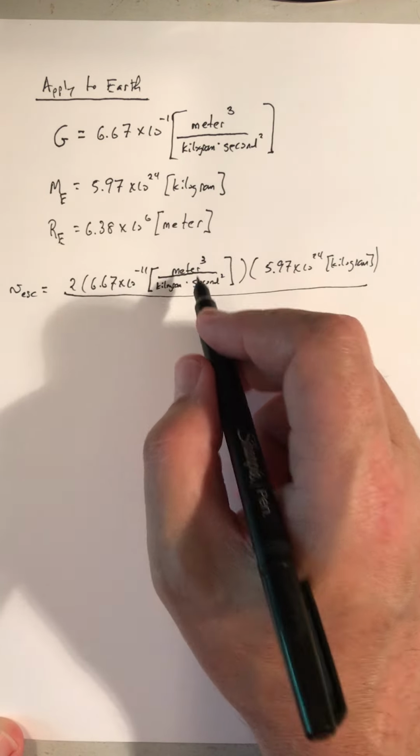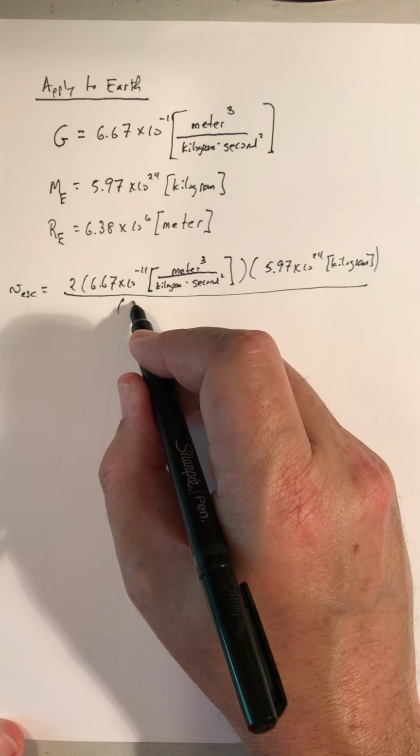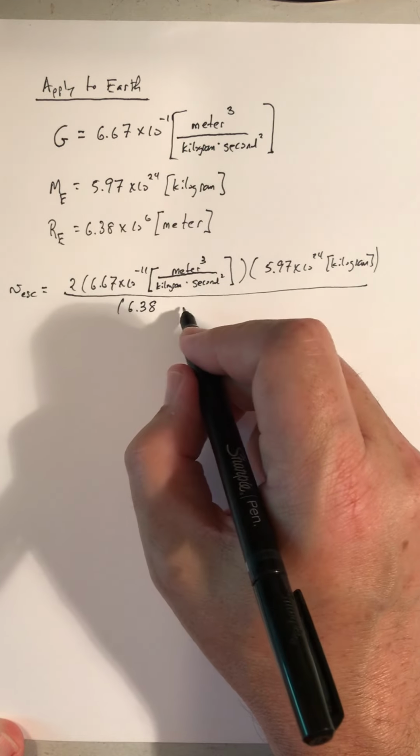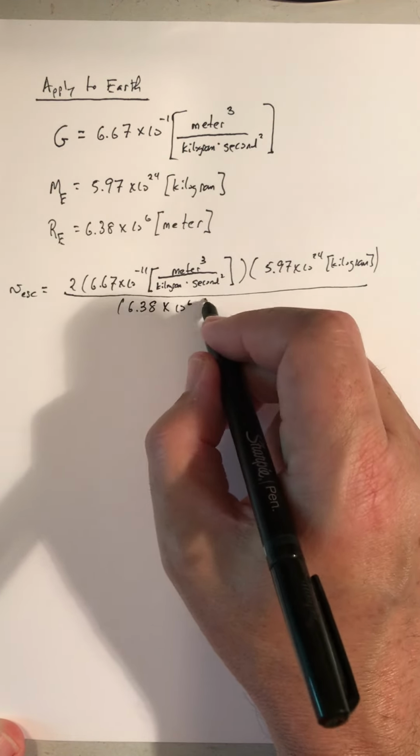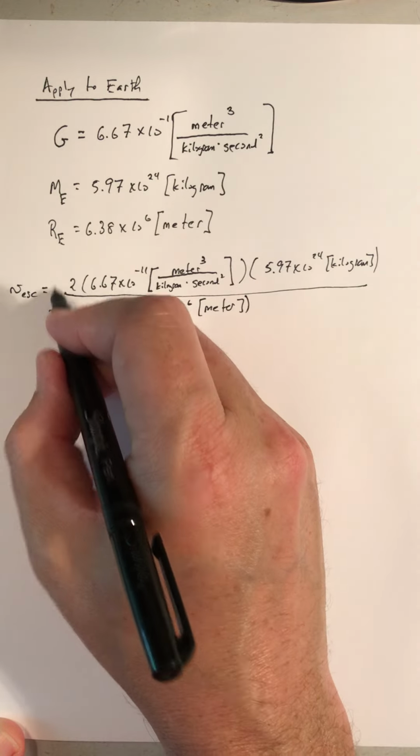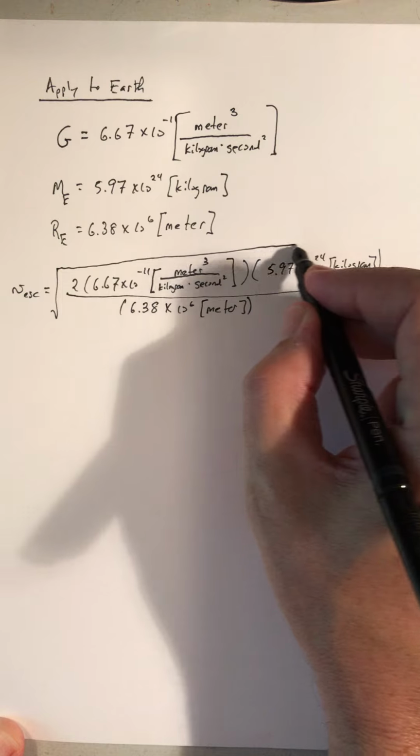And then we're starting off on the surface of the Earth, so R is the radius of the Earth, 6.38 times 10 to the 6th meters. And this is all under the radical for the square root.